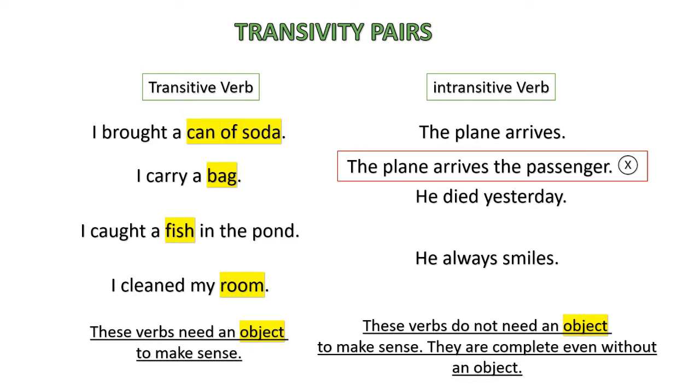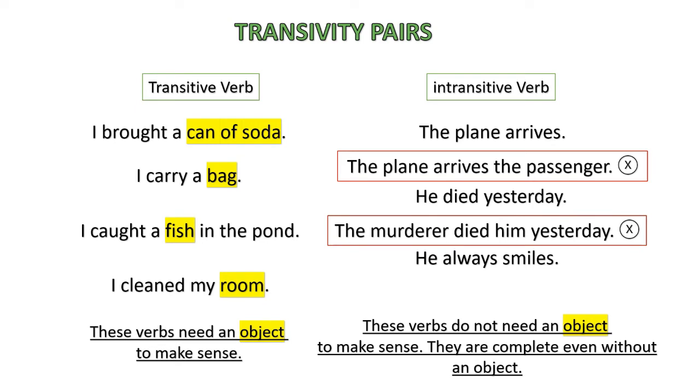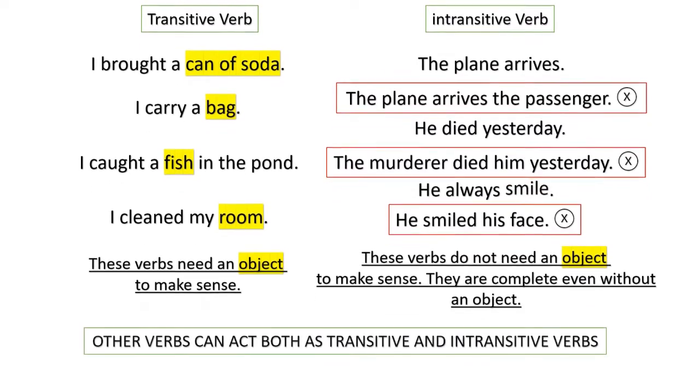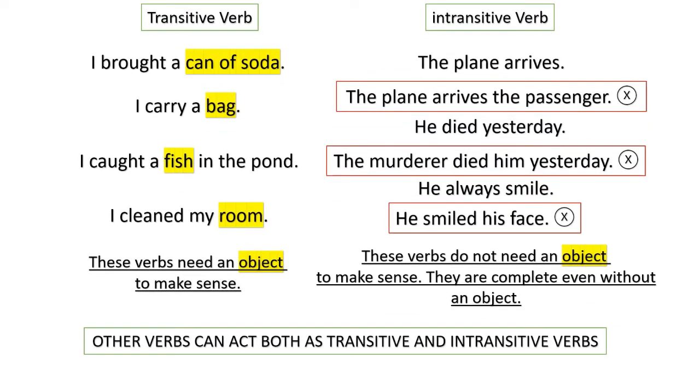So it is wrong to say the plane arrives the passenger, the murderer died him yesterday, he smiled his face. In these sentences, of course, these are grammatically incorrect because these verbs do not need an object. If we add an object like this, it becomes wrong. Now, other verbs can act both as transitive and intransitive verbs, but we're not going further into that.